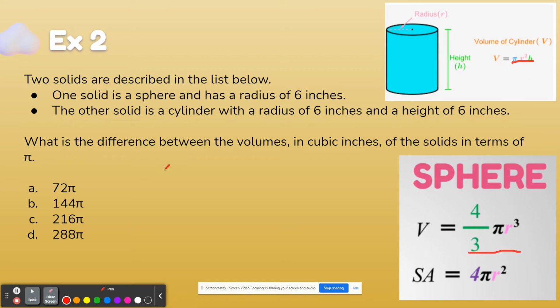So the first thing we're going to do is let's do the sphere. So I'll put S for sphere and volume. So we're going to do the first one to figure out the sphere. So notice how it has the answers in pi. So we're going to leave our answer in pi. So we want to do 4/3 times pi times 6 cubed.